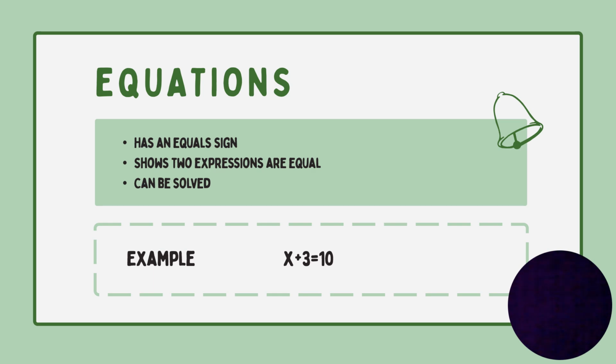Next, we have equations. An equation always has an equal sign, which shows that two expressions are equal. Unlike expressions, equations can be solved because we are looking for a value that makes the equation true. The example that we have for equation here is x plus 3 equals 10. Our goal would be to find the value of x that makes both sides equal. Since there is only one equal sign, this equation has one solution.